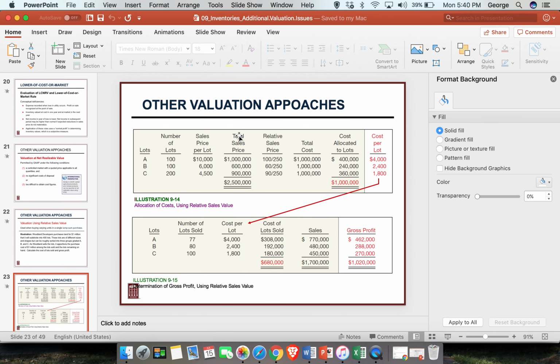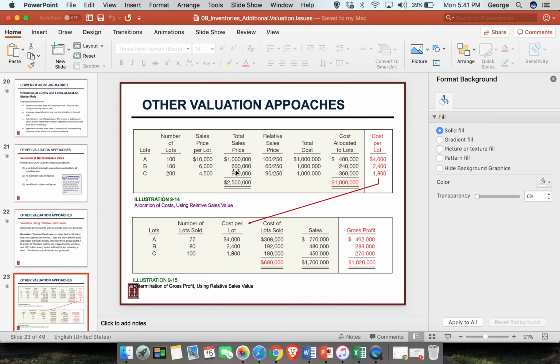All right. So if you look here, we have for A, 100 lots, $10,000 per lot, right? So I have $1 million once I sell everything, I'll have $1 million in sales revenue. And then for B, I got 100 lots, 6,000 price per lot, so that's 600,000 there. And then the third one, 200 lots, $4,500 per lot, so 900,000.